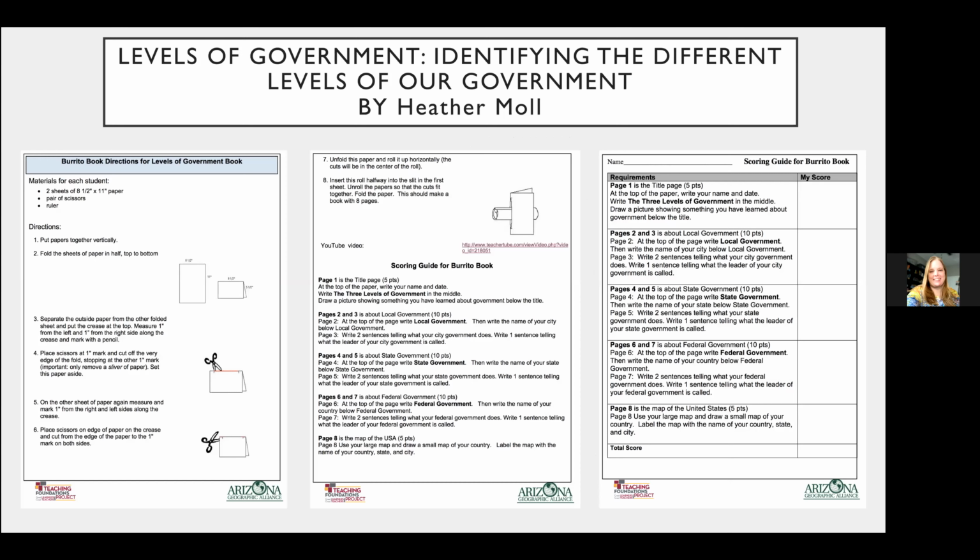Because I was like, I need a creative way to make a book that you don't need to use staples, but if you want to use staples, feel free to do so. But if you notice on the right hand side, that screen there, it shows you a scoring guide. And this scoring guide you can actually give to the students and help walk them through creating the book. So page 1 is going to be the title page. It tells them at the top of the paper, write your name and date, write the title of your booklet. And it allows them to walk through where you're looking at the local government on page 2 and 3, the state government, the federal government. And then they can take their map and incorporate it in as well.